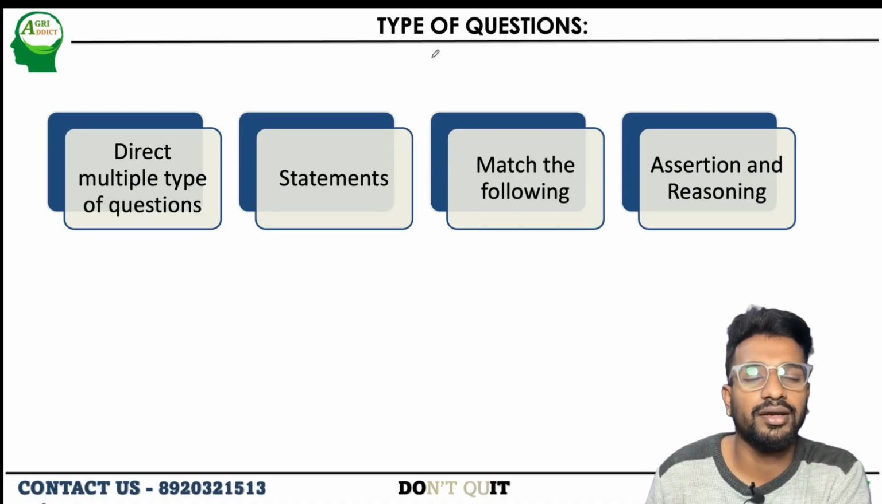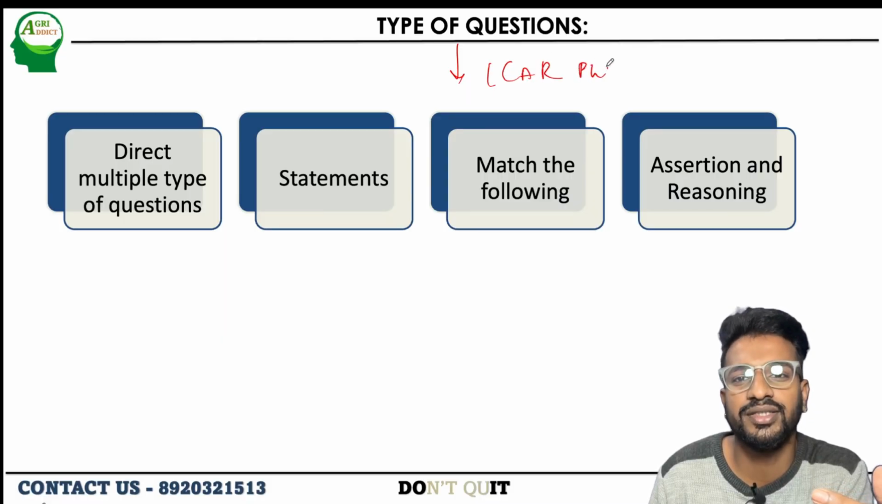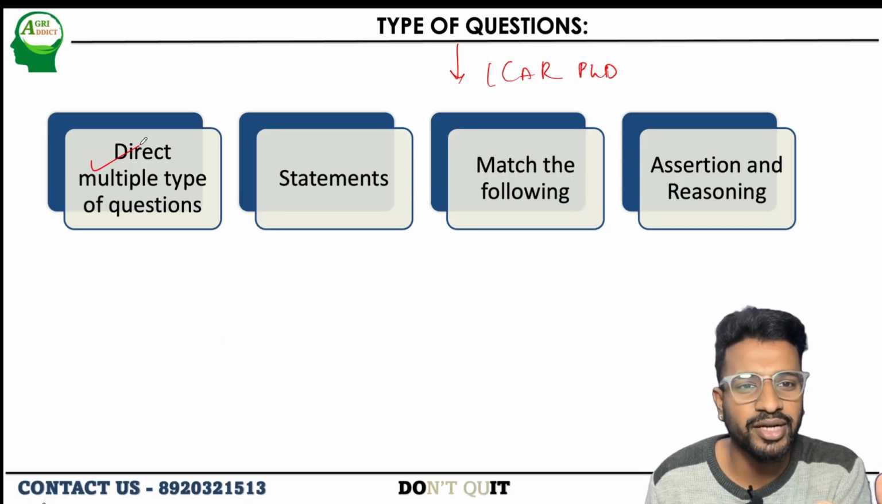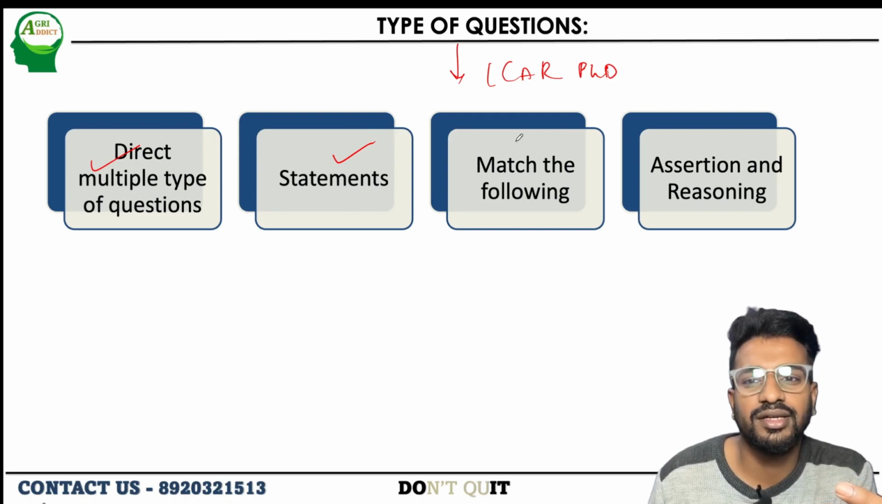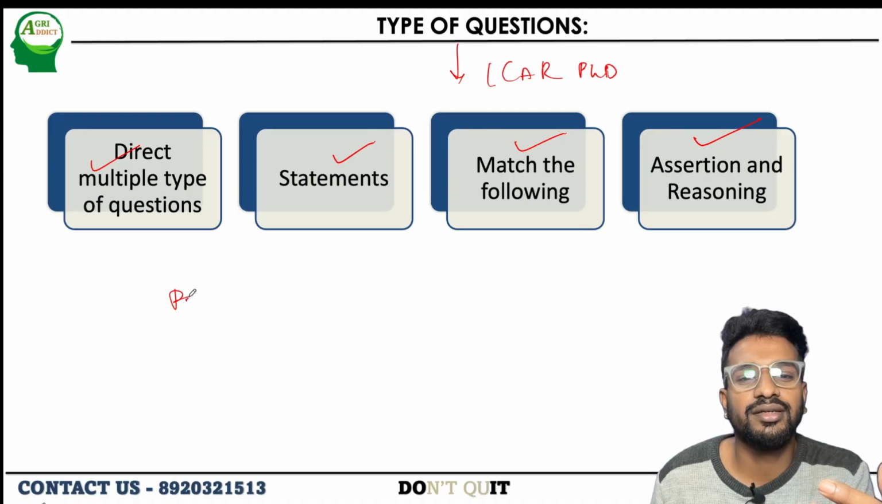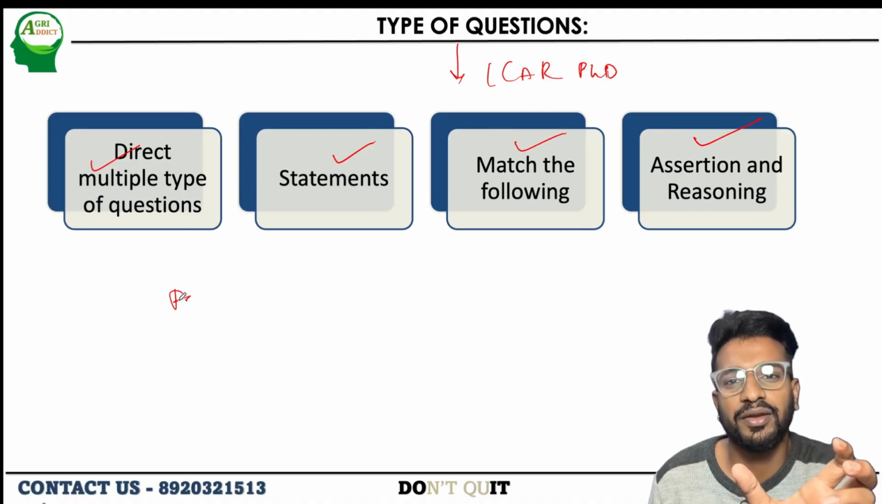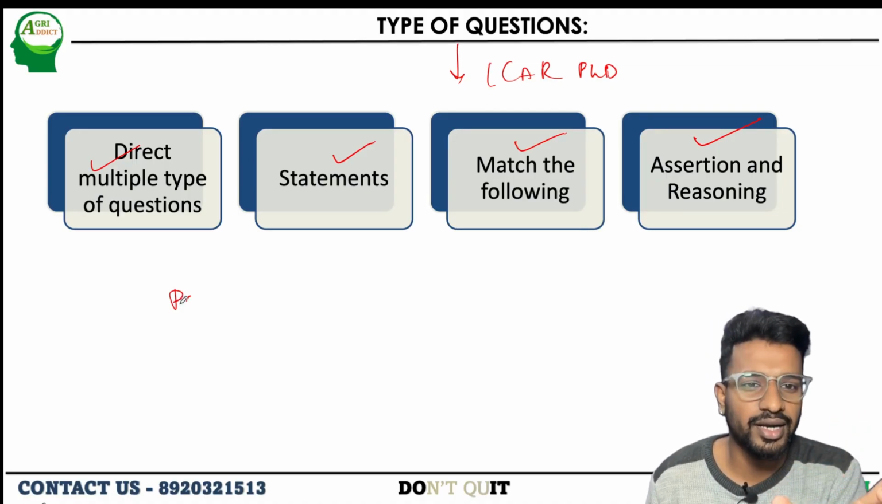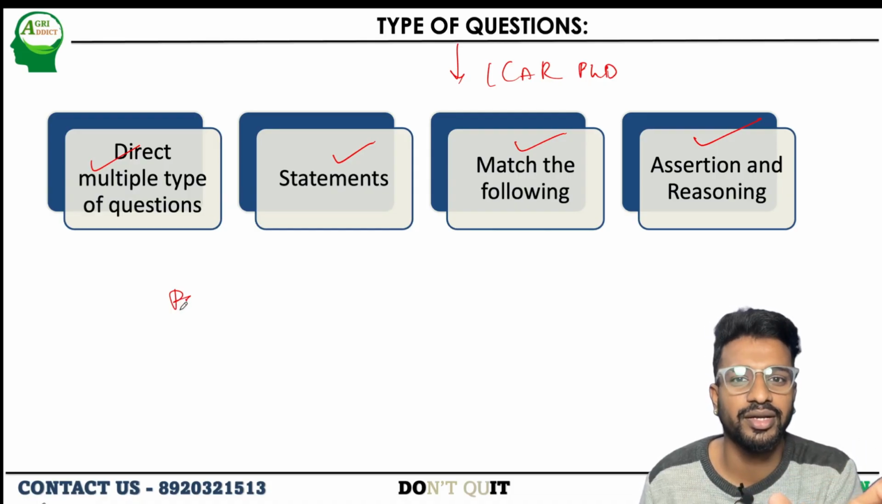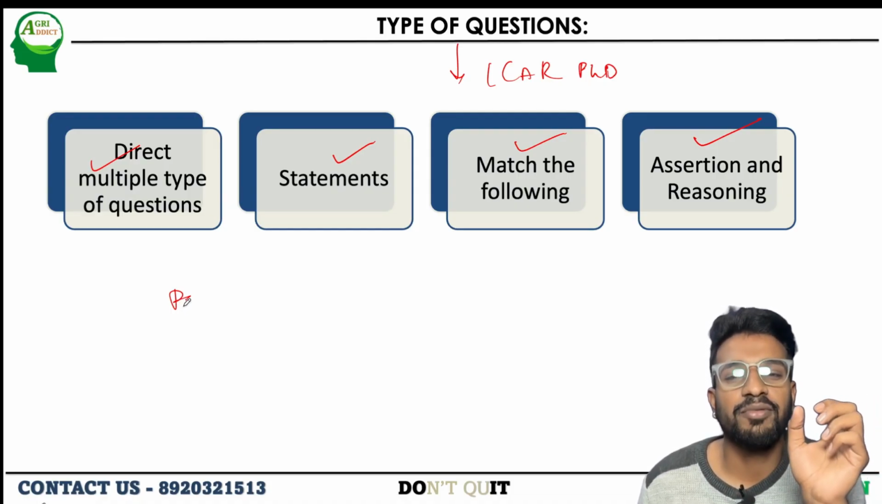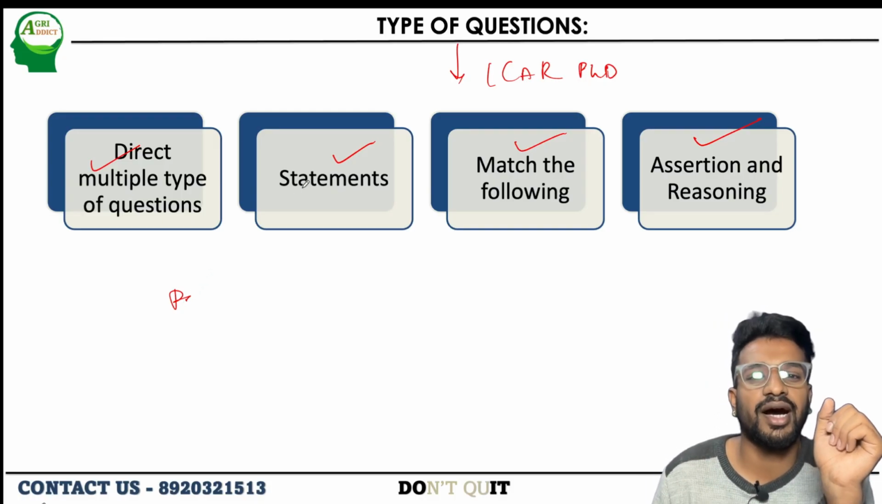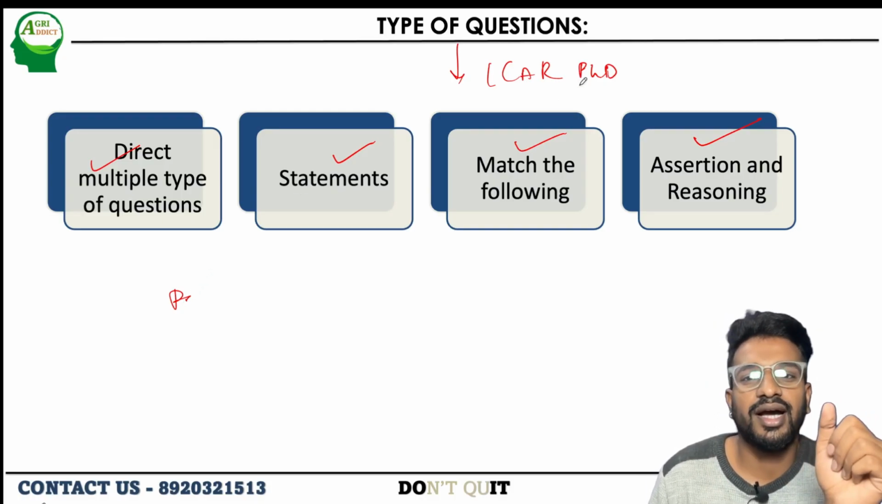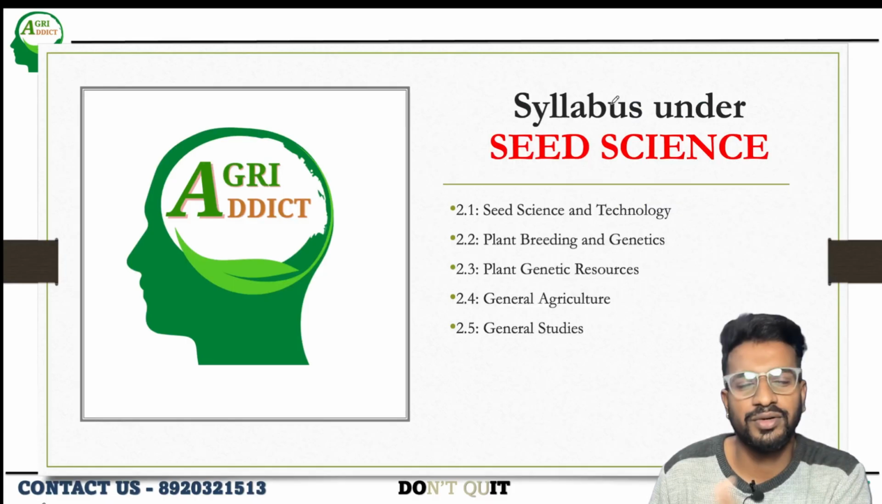Okay. And what are the different types of questions that will be asked in this ICAR PhD exam? This is common to all the subjects, not only Seed Science. The questions might be direct multiple choice, statement-wise, match the following, assertion reasoning, or it can also ask you to arrange the order, like arrange the following dates or years accordingly. So this would be the pattern of questions that will be asked in the ICAR PhD exam for the various subjects.